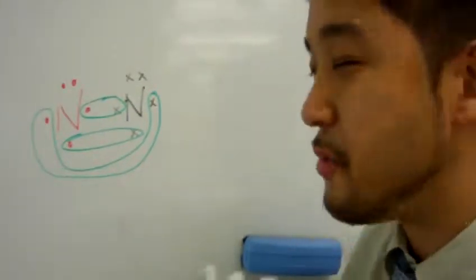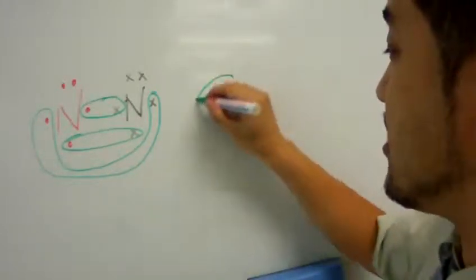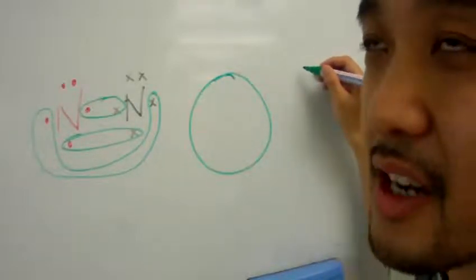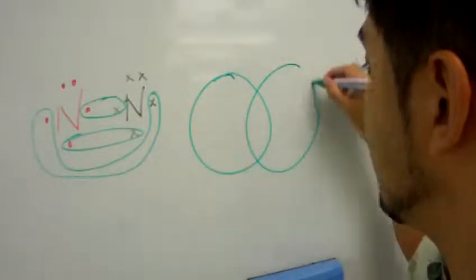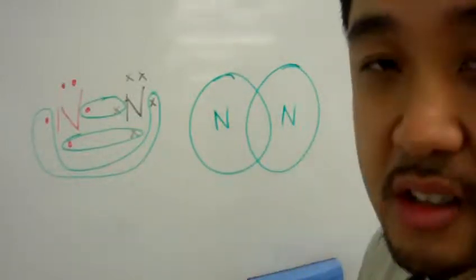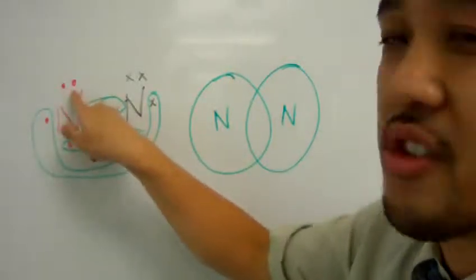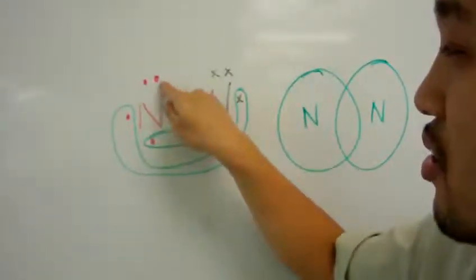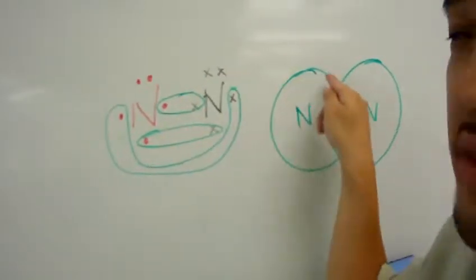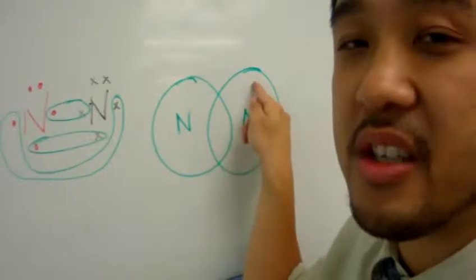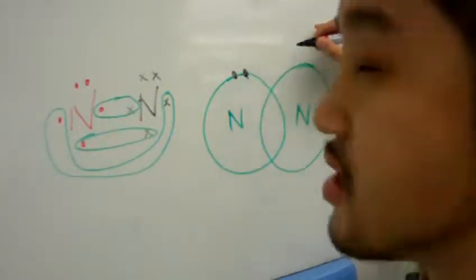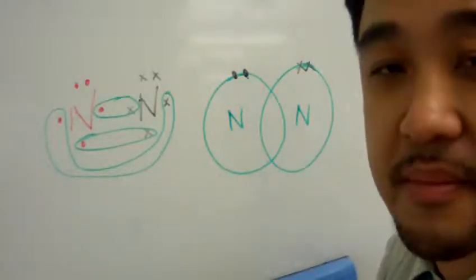First, we draw a circle to represent the nitrogen valence shell. We're going to draw in the unbonded electron pairs on their respective nitrogen atoms. So one with dots and the other with crosses.